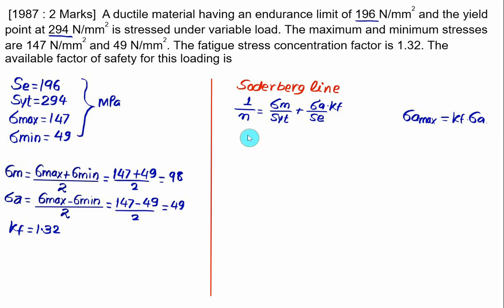So let's substitute here. We have 1 by n, mean stress is equal to 98, divided by SYT equal to 294, plus sigma A, the alternating stress equal to 49, multiplied by the fatigue stress concentration factor 1.32, divided by endurance strength, which is equal to 196. Solve this and you will get the value of n, that is the factor of safety. So you will get a factor of safety close to 1.5.